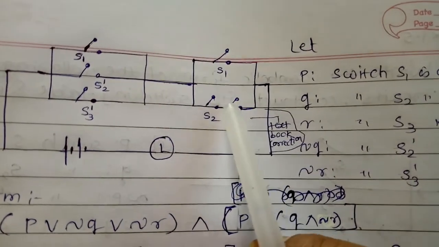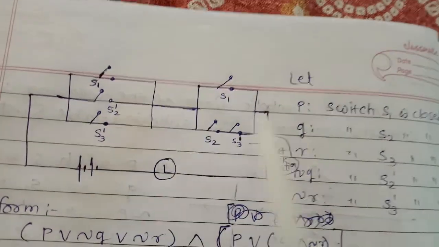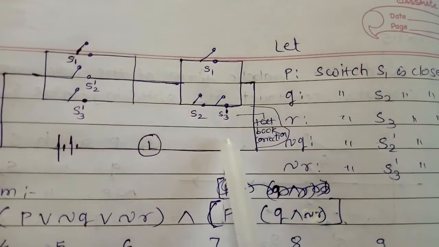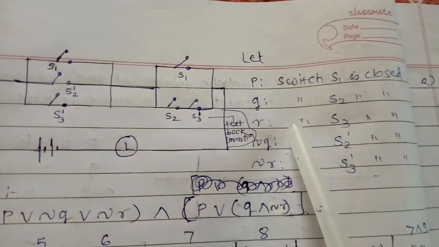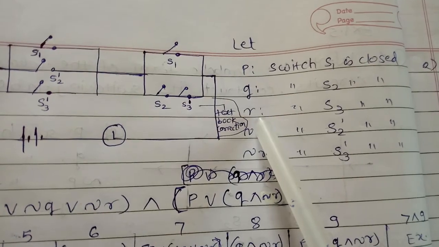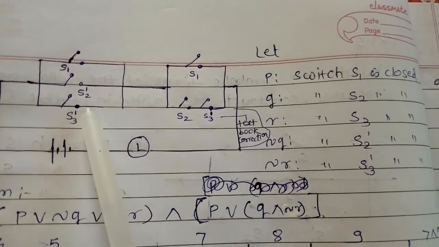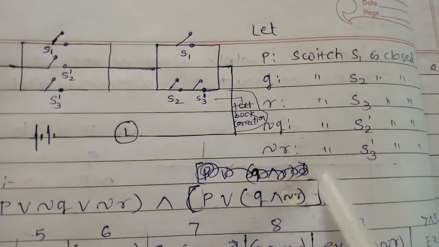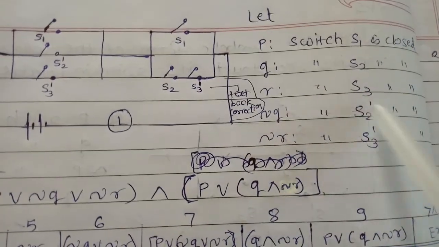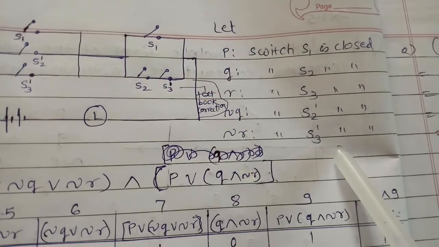So there is a printing mistake, so here we take S3 dash. So see, since there is an S3, three switches are there, S1, S2, S3. So for that we take the letters P, Q and R. And in the example only S2 dash and S3 dash is given. So we consider negation Q, that is S2 dash is closed, and negation R, that is S3 dash is closed.